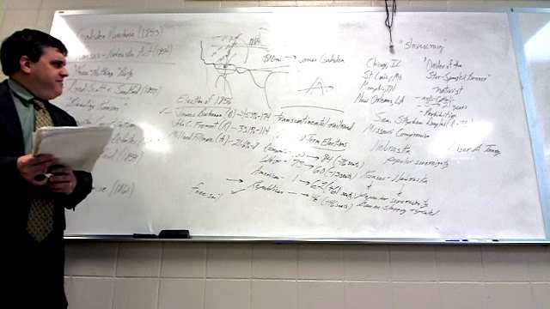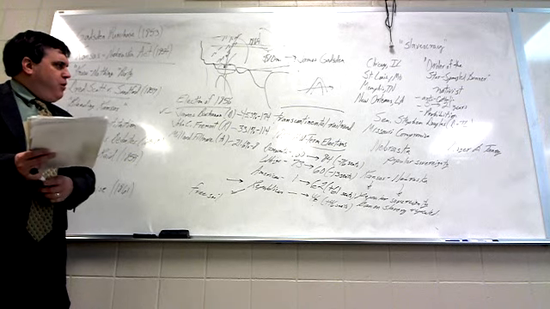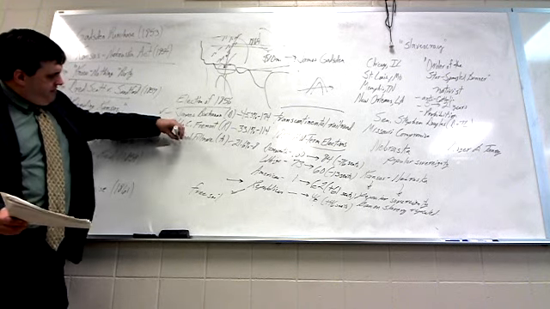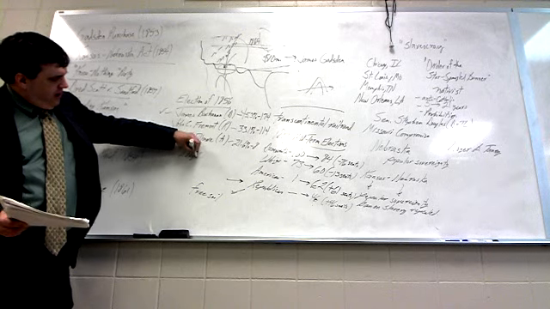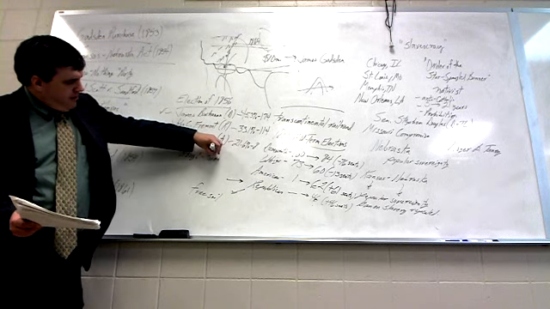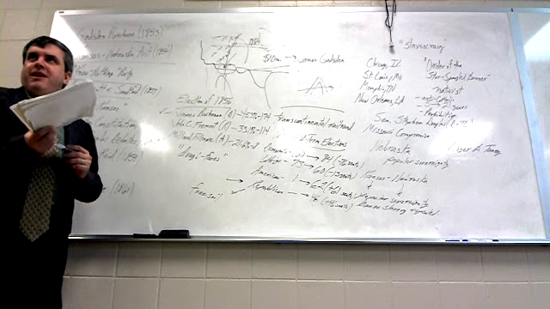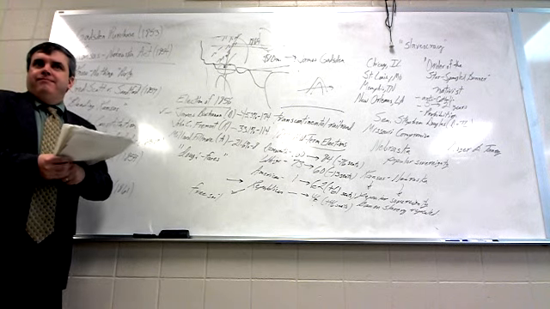Pierce and Buchanan were known as what they called dough faces. 1850s slang term meaning basically northern men with southern sympathies, basically northern supporters of slavery.